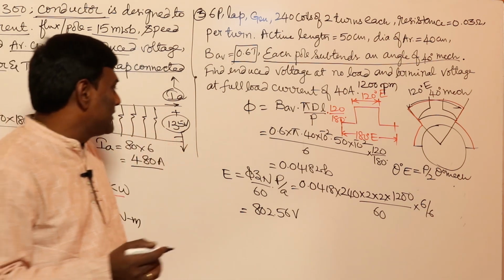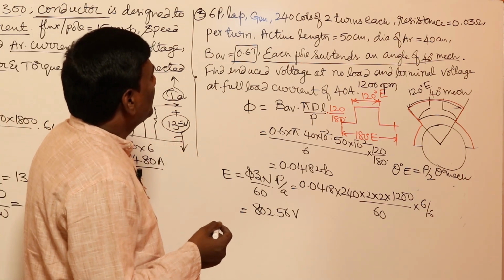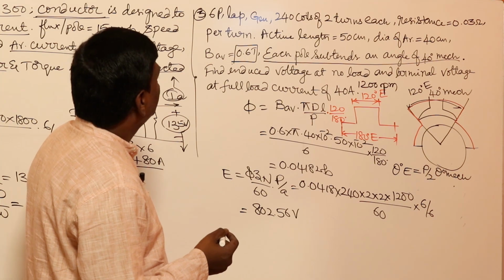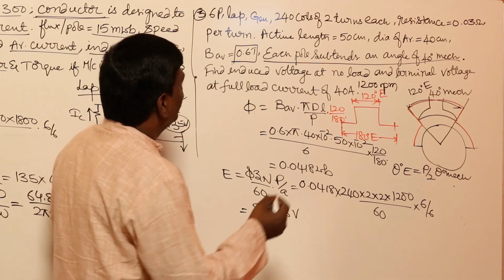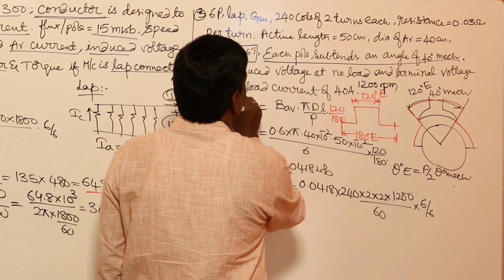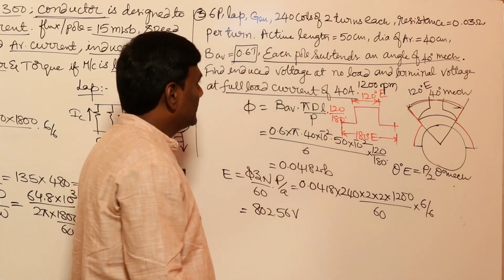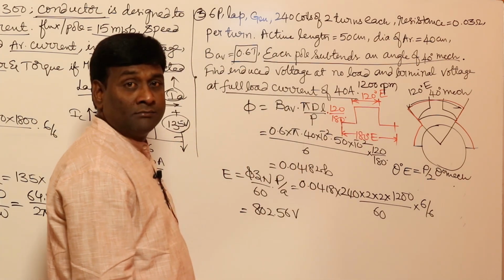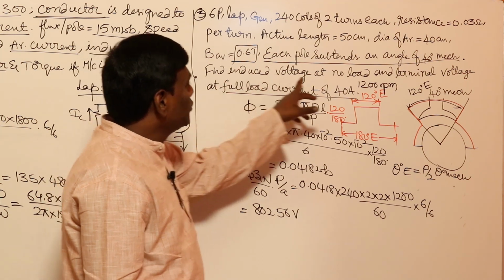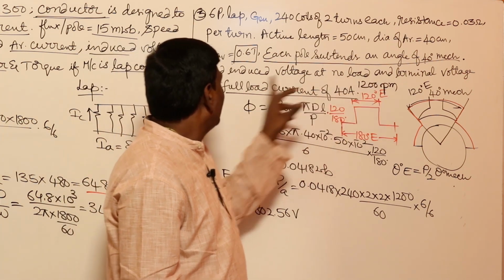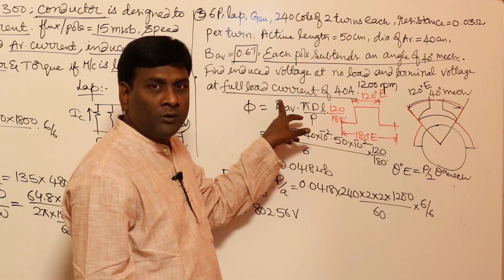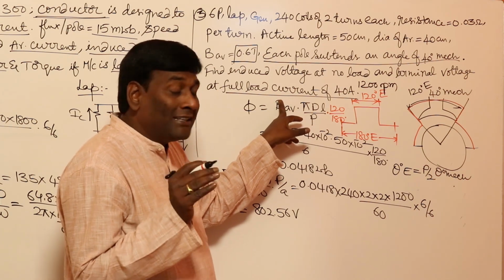And meanwhile, let us calculate IA. How much is IA? They have given the full load current of 40 amperes. So I can calculate power at no load if I want. Anyway, the induced voltage at no load is done, and now we have to calculate the terminal voltage at full load current.